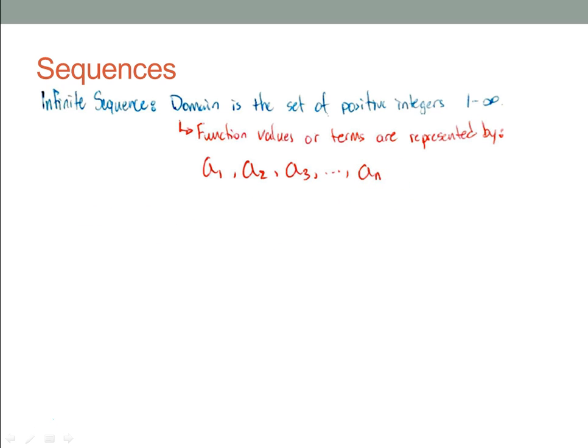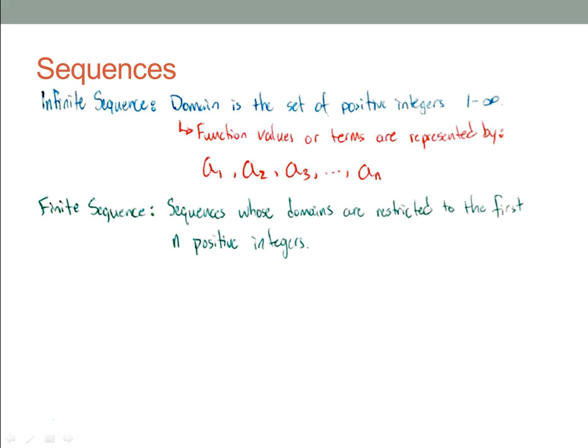All right, infinite sequences. So what is a finite sequence? Well, a finite sequence is just like an infinite sequence, except its domain is restricted to the first n positive integers. So I could give you a sequence and it would be infinite if I didn't say anything, or if it was finite, I could say where n is between the third and the 18th number. Then we're only talking about 15 different terms.